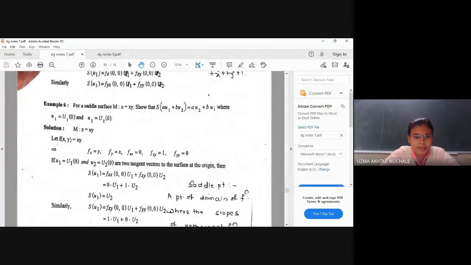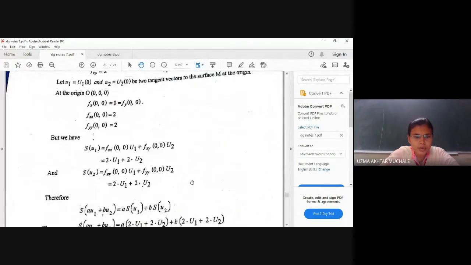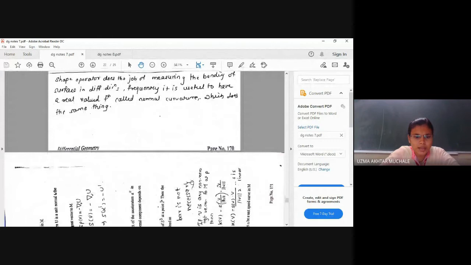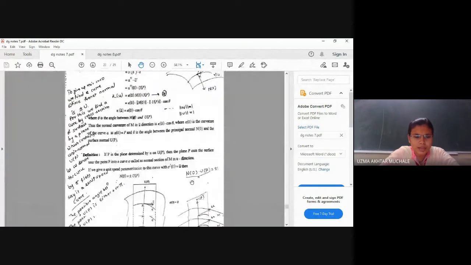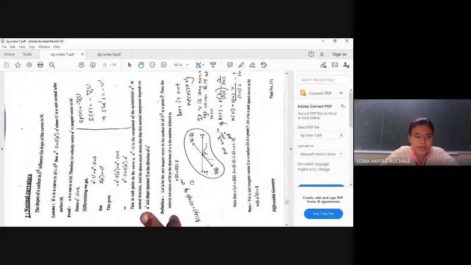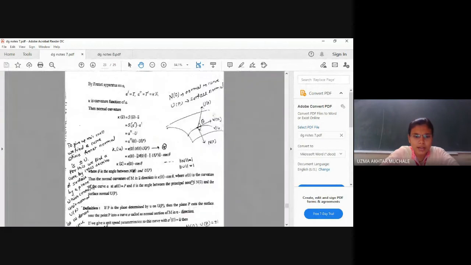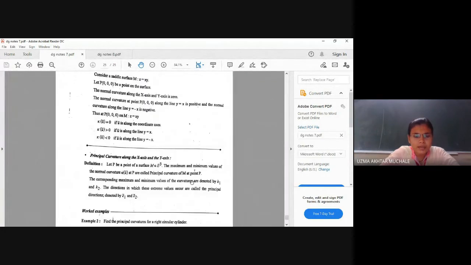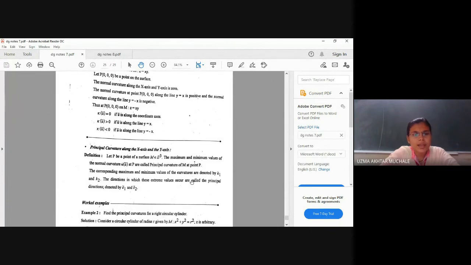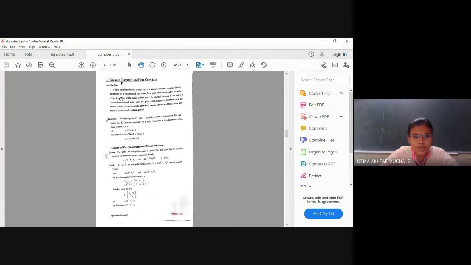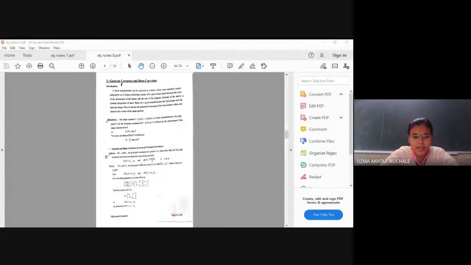After the examples, we have some more theorems and examples. That is not much difficult. After that, we are going to see normal curvature, then some signs of normal curvature, and some examples. And then finally, we are going to see the last point, that is Gaussian and mean curvature. So let me stop the sharing and we'll see what a shape operator is.